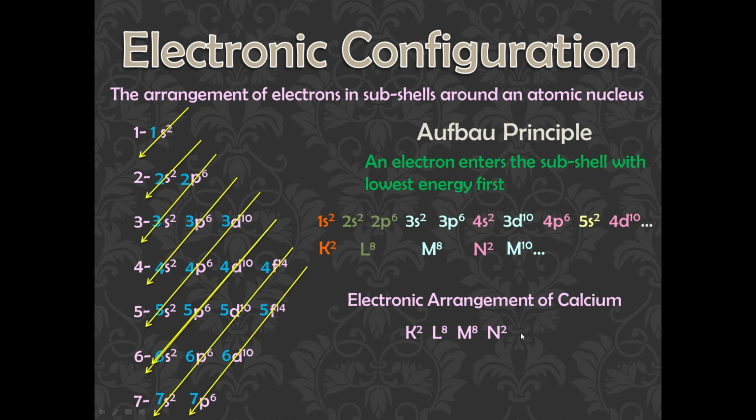Therefore, we usually use electronic configuration for showing arrangement of electrons around the nucleus. Mostly electronic configuration SPDF is used.